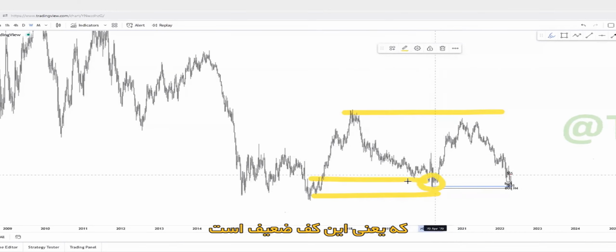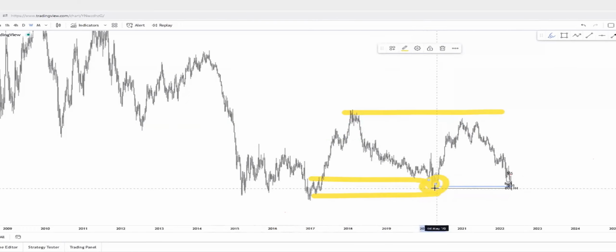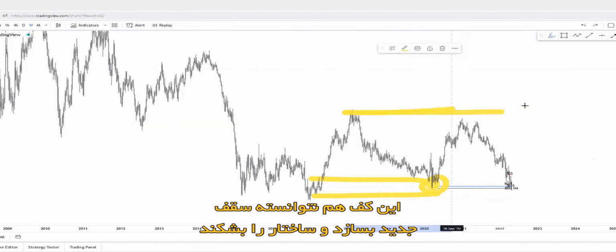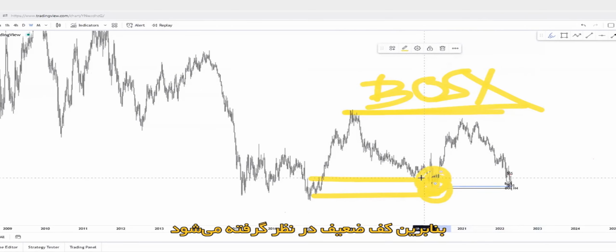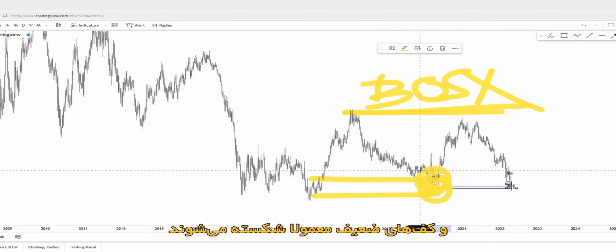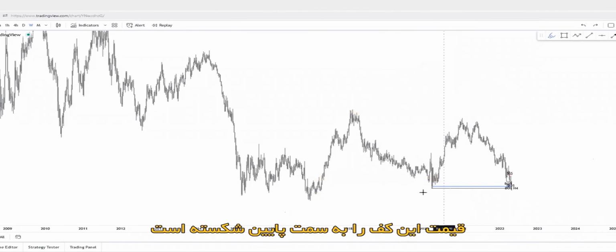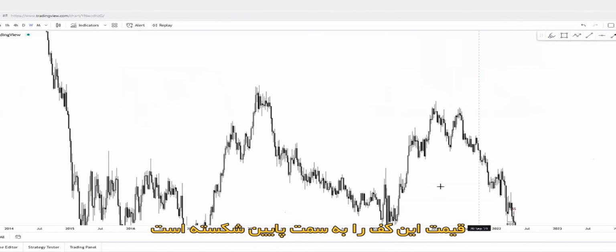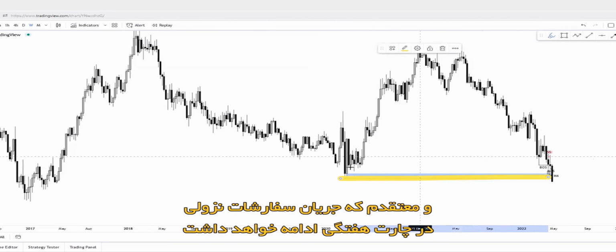So this low point has been proven as weak. As you can see, this inefficient push to the upside couldn't break above this high point. There was no breakout structure, so we consider this a weak low. What do we know about weak lows? That weak lows are usually broken, right? So that's exactly what happened. As you can see, price broke below this weekly low point right here at this line.